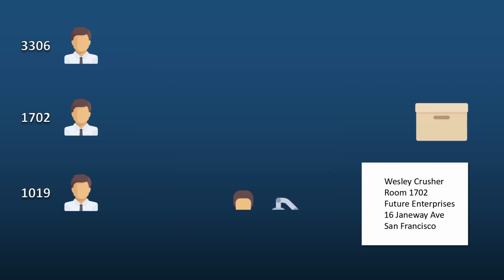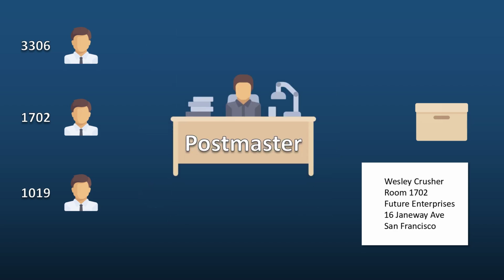In the mailroom of Future Enterprises is the postmaster for the company. His job is to receive packages on behalf of employees and then deliver them to their offices. The postmaster receives the package and checks who it's for. Keep in mind that there are thousands of people working in this building, so the postmaster does not know the name and office number for every person. He relies on the room number printed on the shipping label and then hands the package to one of his runners to deliver it to the right room.